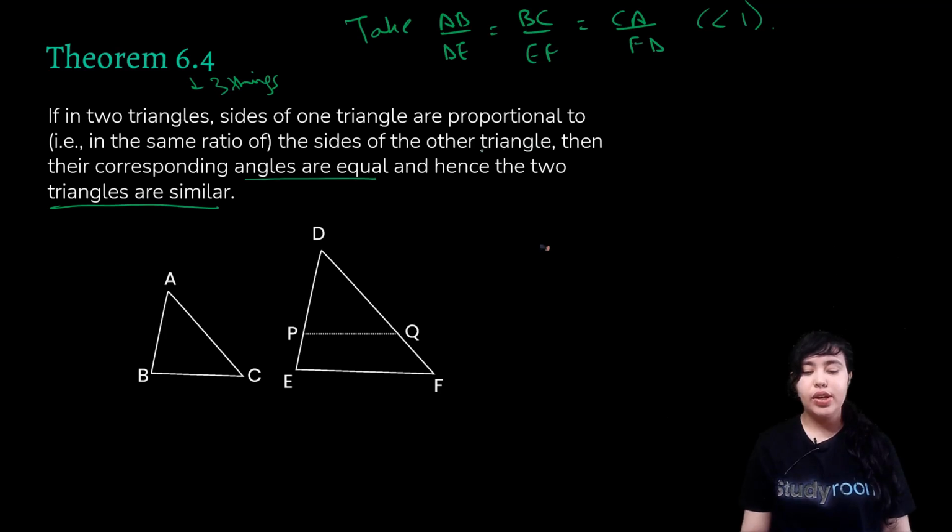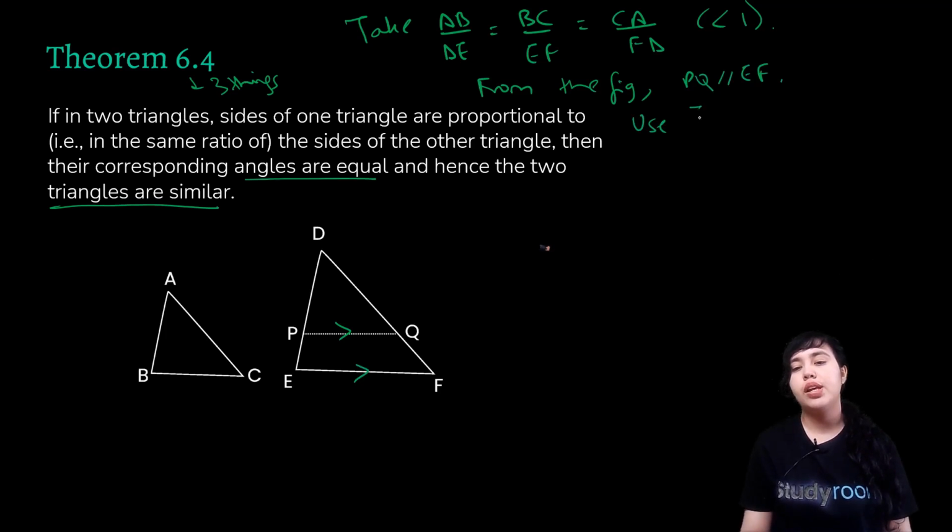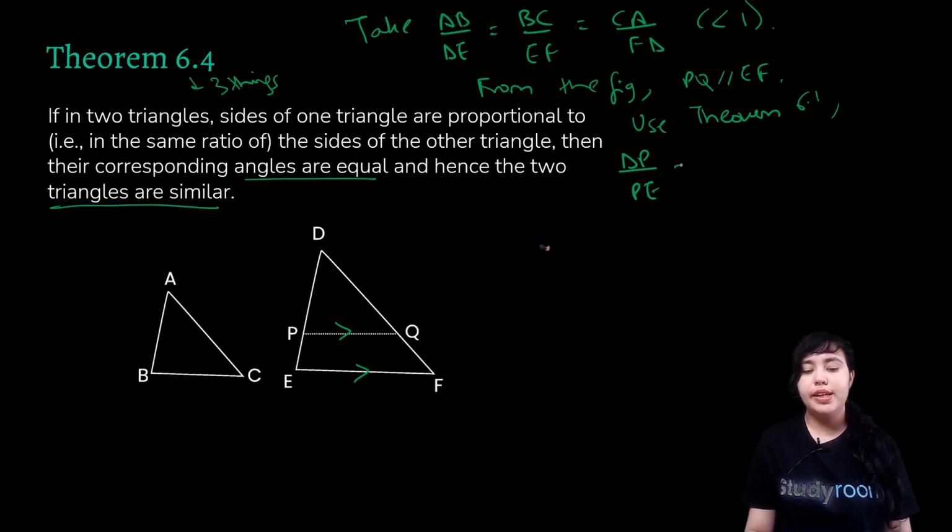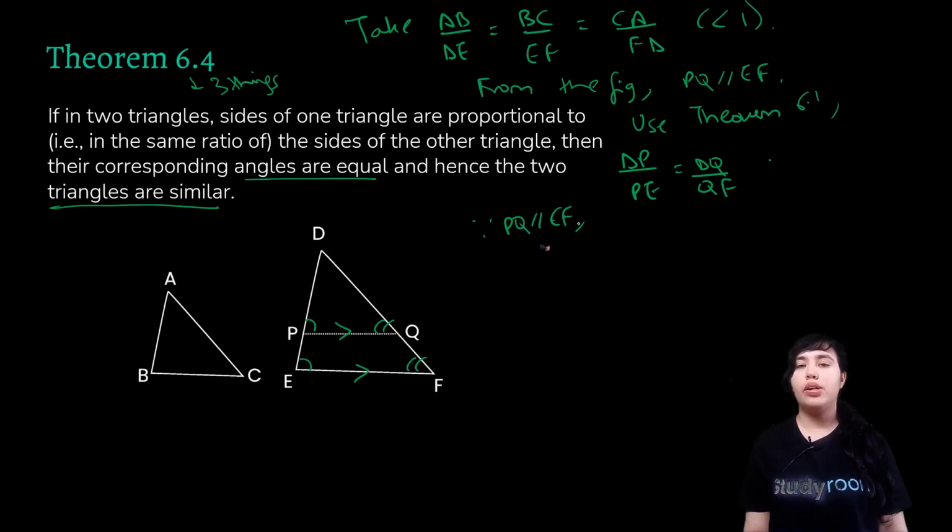From the figure itself, as you can see, PQ is parallel to EF. If PQ is parallel to EF, you can use the basic proportionality theorem, theorem 6.1. You can say that DP upon PE is equal to DQ upon QF. And further, if PQ and EF are parallel, I can say that angle DPQ is equal to angle DEF, or basically angle P and E are equal, and I can say Q and F are equal.